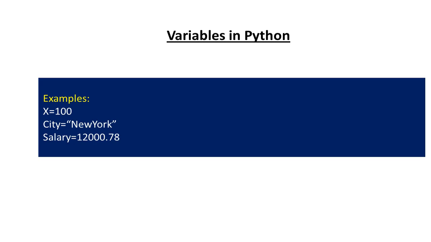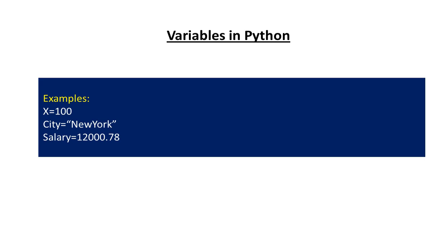Examples: x = 100. Now x is a variable. It is being assigned a value 100. As 100 is an integer value, the data type of x will be assumed to be integer. city = "New York". Within quotation marks, we write string constants. So New York is a string constant, and the city variable will be treated as a string variable.